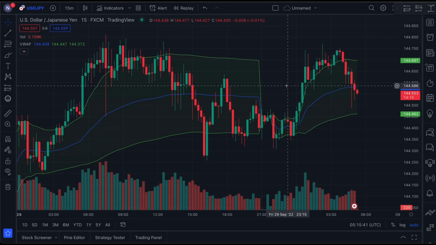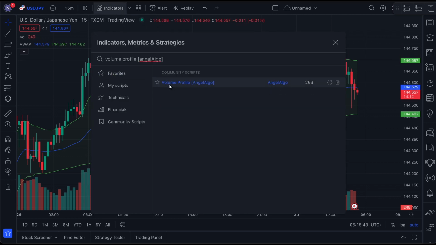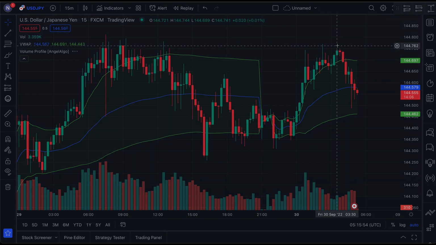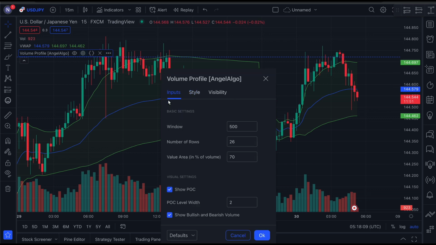The second indicator is called volume profile and is created by Angel Algo. Now, one interesting thing I noticed is this second indicator is fairly new, as not many people have used it before. And on this second indicator, we do have to change some settings. So accessing the Angel Algo settings, we can go to the inputs and change the window from 500 to 300.